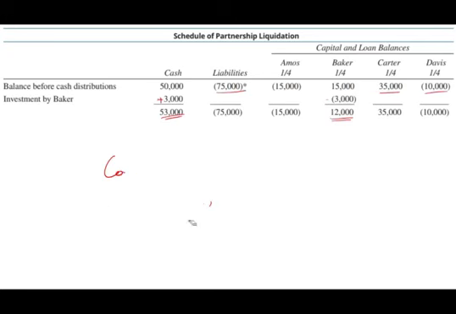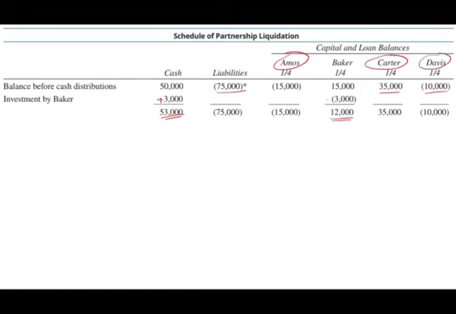Okay? Now, if that's all that Baker can do, the next thing we're going to have to do, since we're liquidating, is that someone will have to absorb Baker's losses. So Baker has $12,000 of losses. Well, who's going to absorb the losses? Guess what? Amos, Carter, and Davis. A, C, and D. What does that mean?